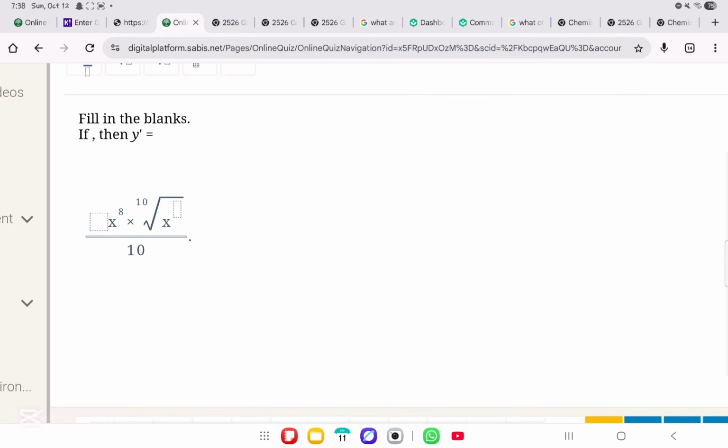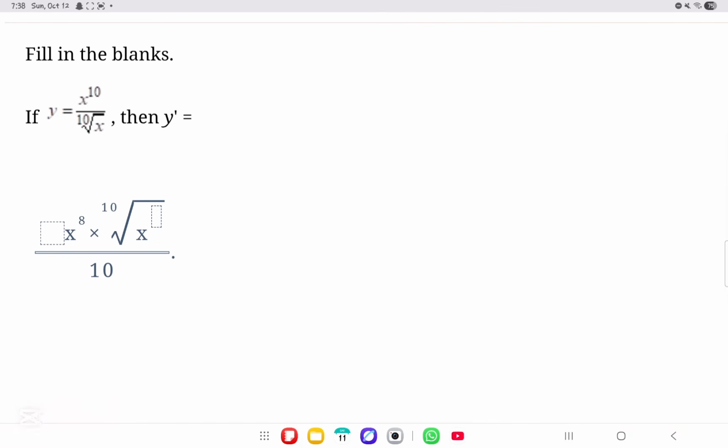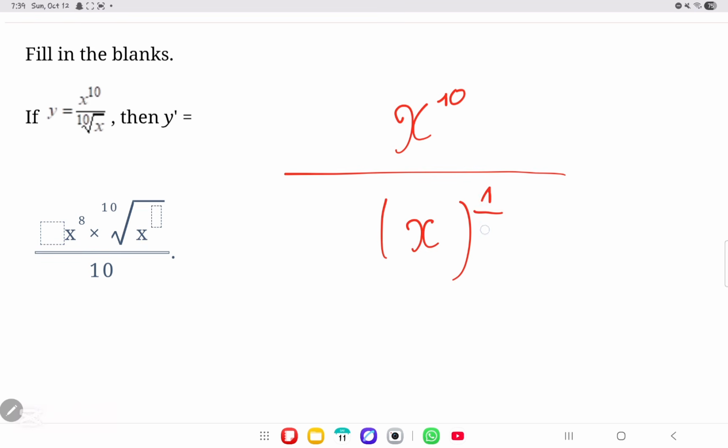What does it say in 14? Okay, this one is nice. You know why? Because it looks very complicated, but in reality it's very simple as well. So, x to the power of 10 over the 10th root of x. Now, what did we say? We don't like to see it in radical. We always like to see it in exponent form. So x to the power of 1 over 10, because remember, inside over outside.